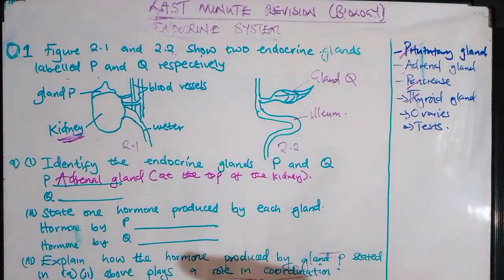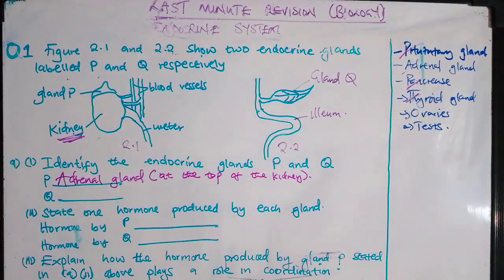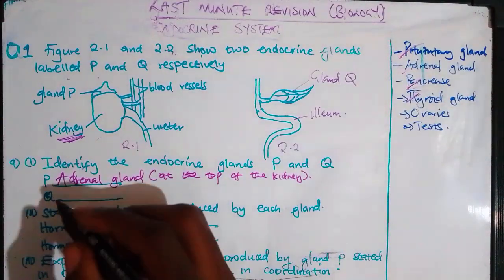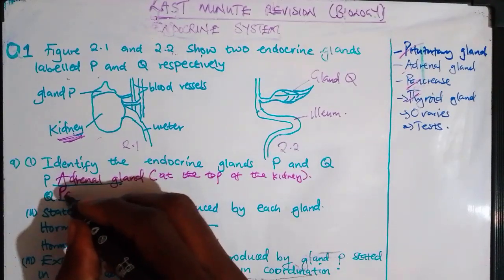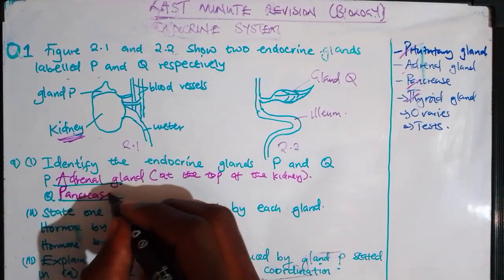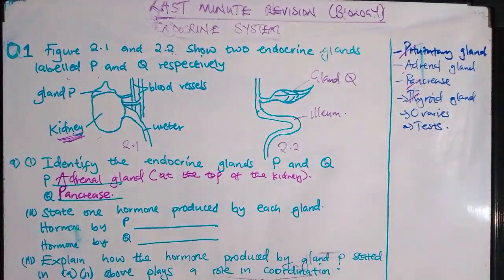Now moving on to gland Q. How can you identify that this is gland Q? Remember, gland Q looks like a leaf. Whenever you see something which looks like a leaf, just know that they are talking about the pancreas. The pancreas has the shape of a leaf. So our gland Q is the pancreas. Once you do it like this, meaning you have solved your question 1, you have gotten your 2 marks.